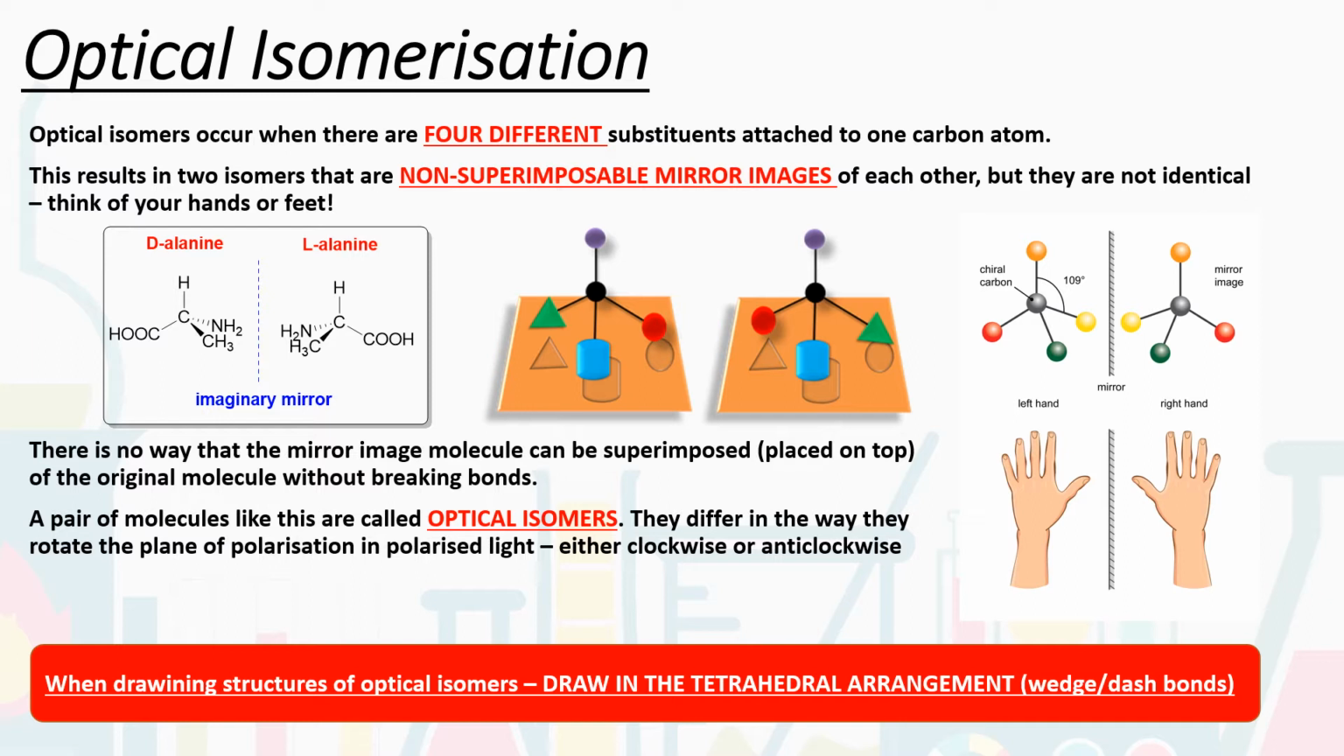But we have to draw it out in that proper 3D tetrahedral arrangement, because if we just draw it out using normal bonds, almost in a perfect square arrangement, drawing the mirror image doesn't show that optical isomerism. So we have to draw it out in the proper 3D tetrahedral arrangement.